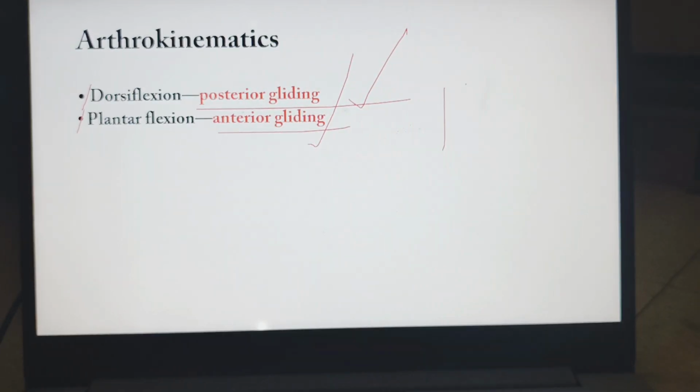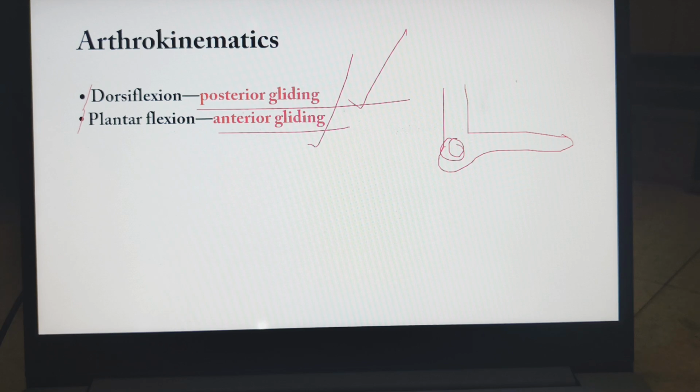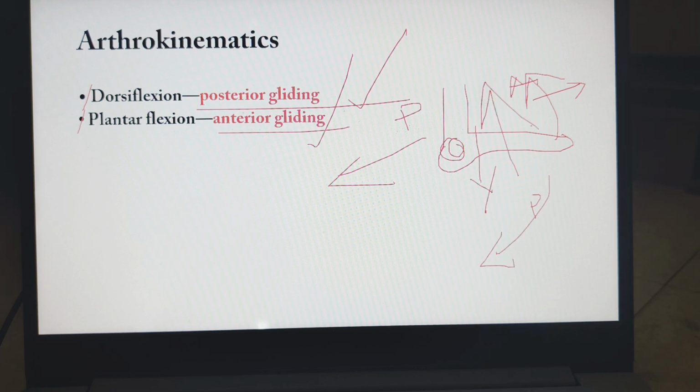Suppose this is our ankle. Remember, only the ankle. This is anterior and this is posterior. Otherwise, we can see it here, anterior and posterior. This is our dorsiflexion movement. To get dorsiflexion movement, we should give posterior gliding here. To get plantar flexion movement, we should give anterior gliding here.